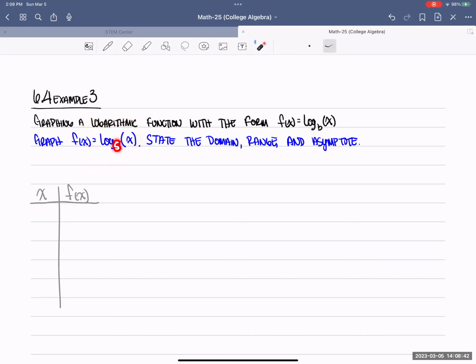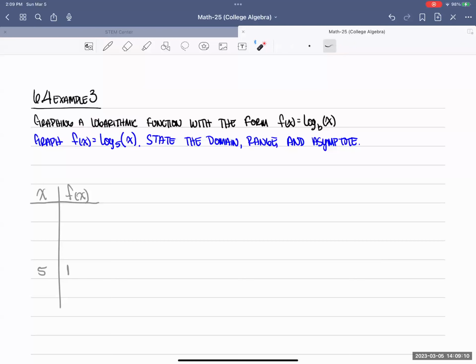So here we have log base 5. So what we want on the inside are powers of 5. So one power of 5, the easiest one I could think of, is going to be 5. So 5 to what power will give us 5? That's going to be to the power of 1.